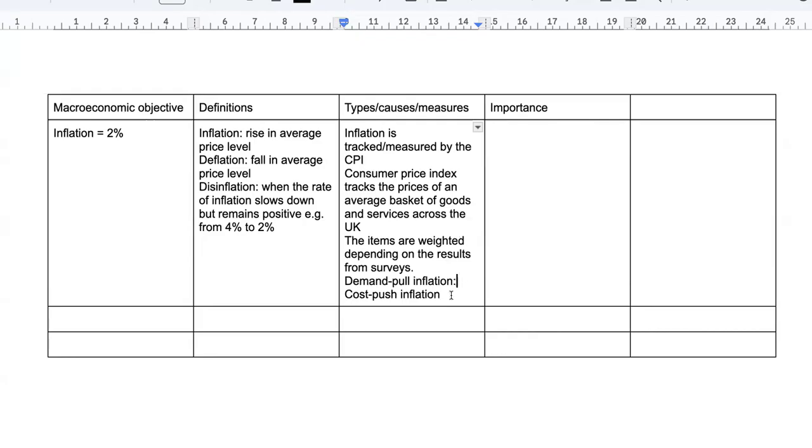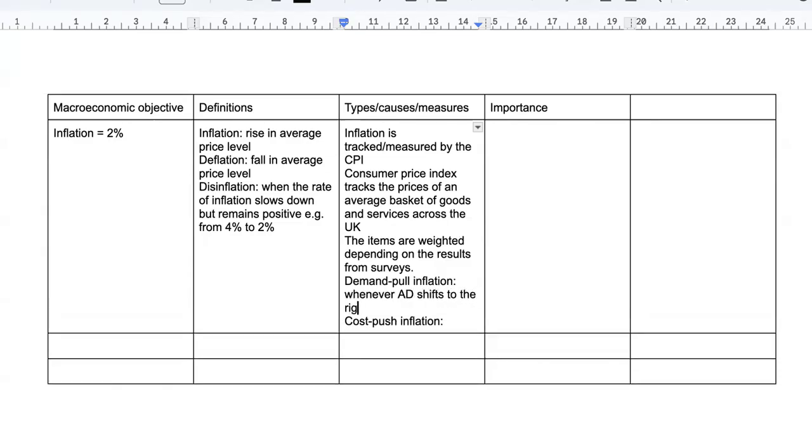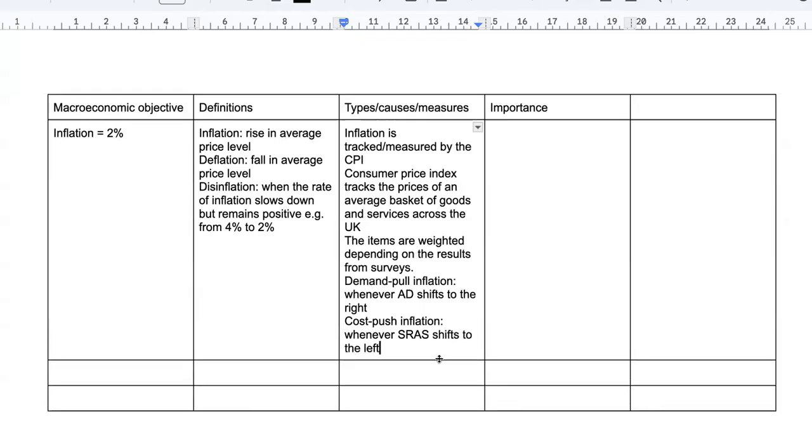So demand pull inflation is caused whenever AD shifts to the right. And cost push inflation is whenever SRAS shifts to the left. Or technically just aggregate supply in general, but especially SRAS. And I'm not going to go into too much detail about those two, because when we do AD and AS, we're going to understand that fully anyway.